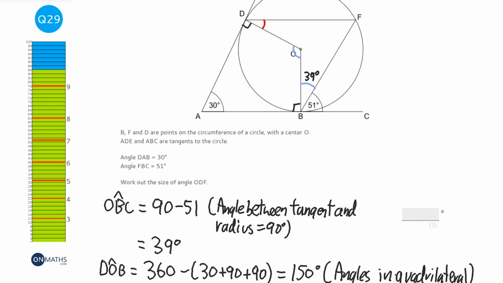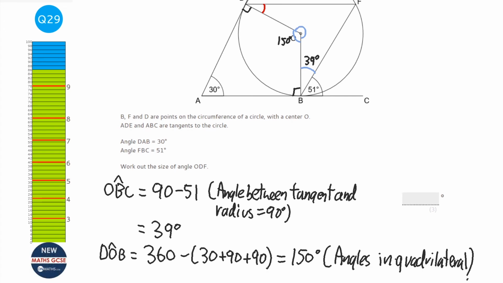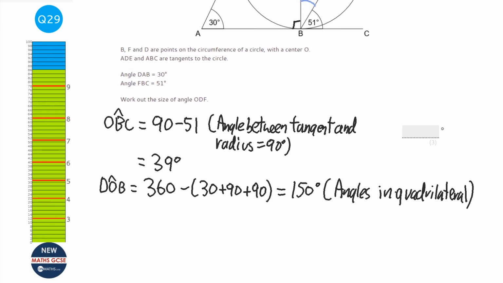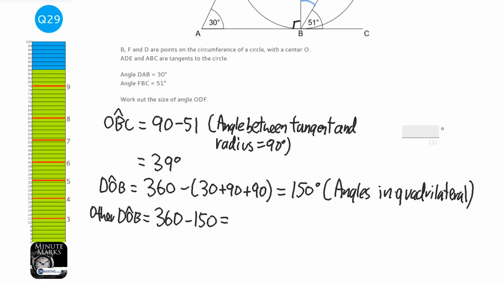Okay, so angle DOB we've got as 150. So let's mark that on our diagram. So we can work out this angle here. It's very difficult to know what to call this angle because we've already called DOB once. So we could call this other DOB. Let's go for that. Other DOB equals 360 minus 150. And the reason for that is just angles around a point. So that's 210 degrees, angles around a point.